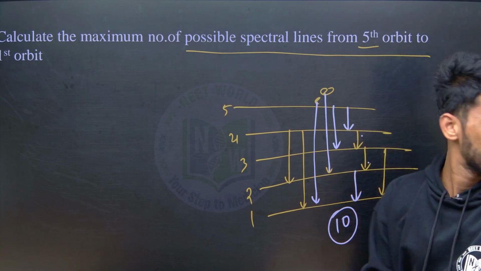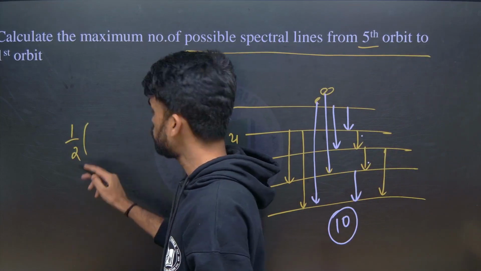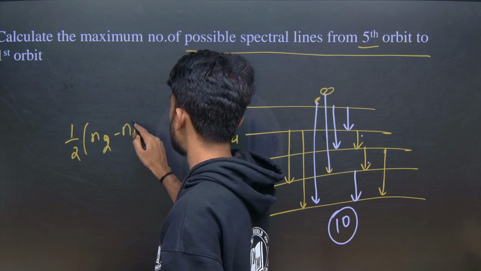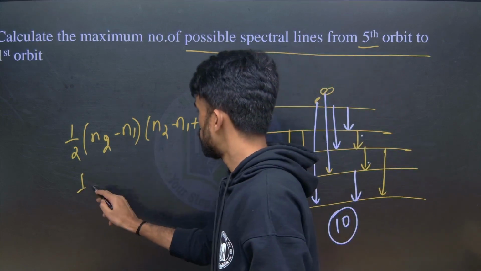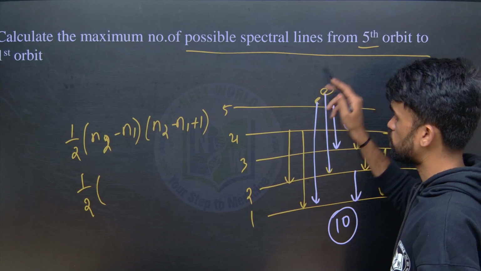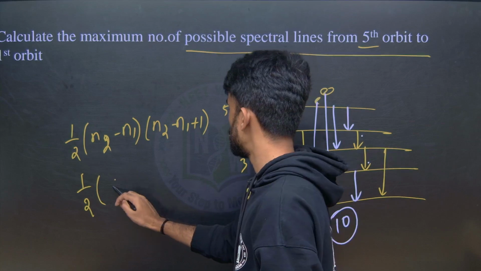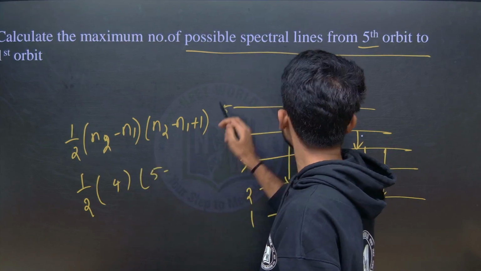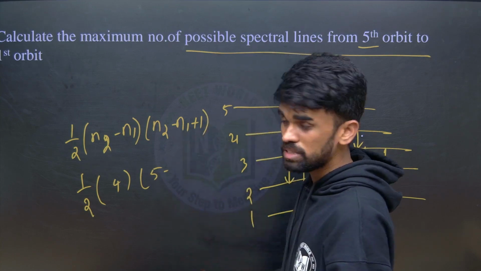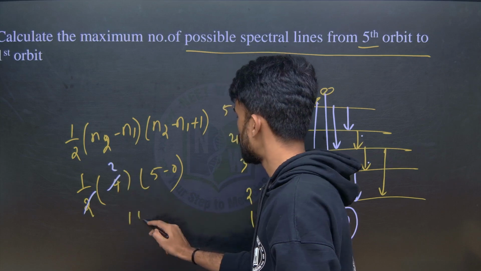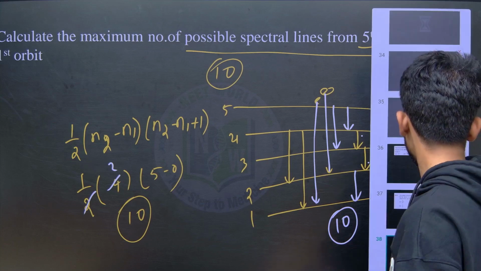Like this also we can calculate, but it will be time consuming, right? So directly use the formula, half into (n2 minus n1) into (n2 minus n1 plus 1). If you use this formula you can get it. What is the n1 value? n2 is 5 and n1 is 1. So 5 minus 1, that is 4. n2 is 5 again, n1 is 1, so 5 minus 1 plus 1 is 5. Here I am writing again 2. So again 10 lines are obtained. What is the answer for this? 10 lines. I hope it is clear, there is no confusion in this discussion, right?